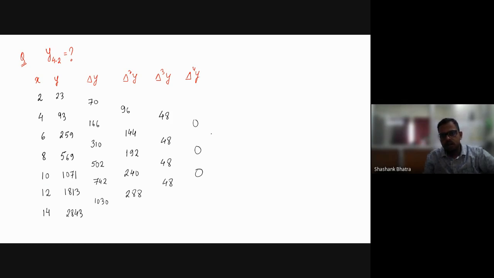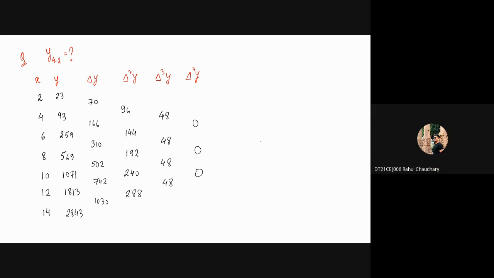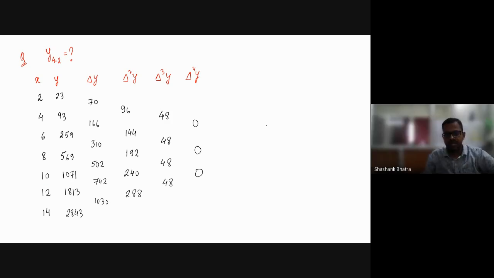Now we don't have to move on and on, because otherwise it can go up to delta power 5, 2 values, then delta 6y, 1 value. So when we are having 7 data points, we can go up to delta 6y. However, here it is 0 itself, so we don't need to move further.